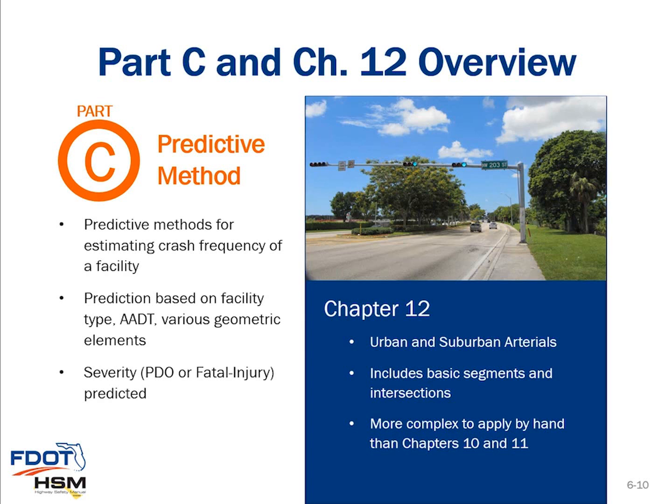Chapter 12 encompasses crash prediction methods for segments of urban and suburban arterials and intersections along them. You will find these analysis procedures to be more complex than what you've previously seen in Chapters 10 and 11.